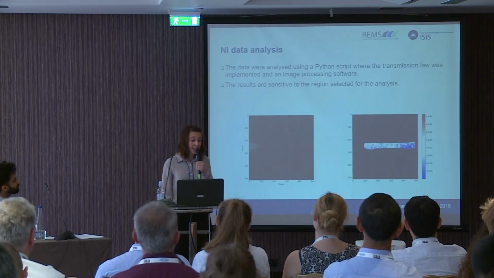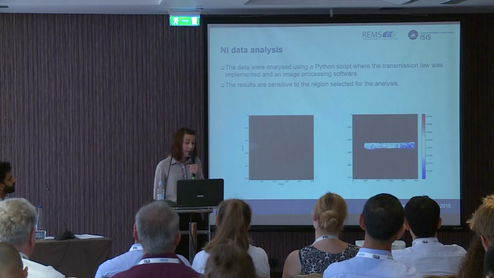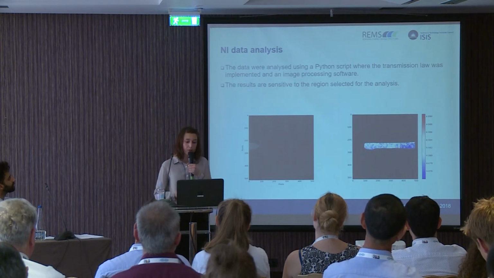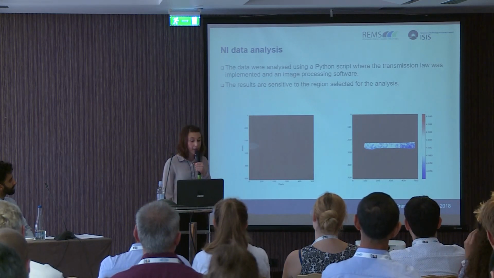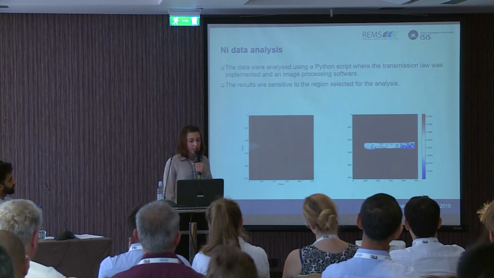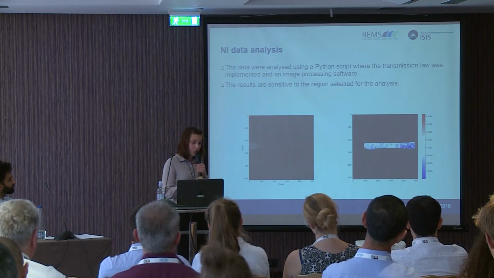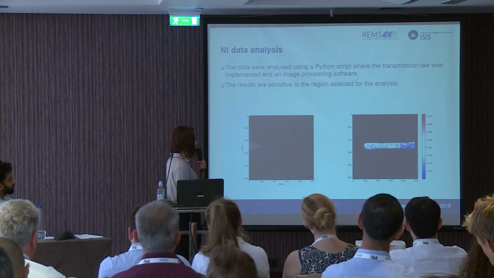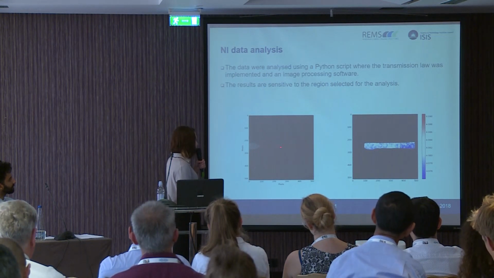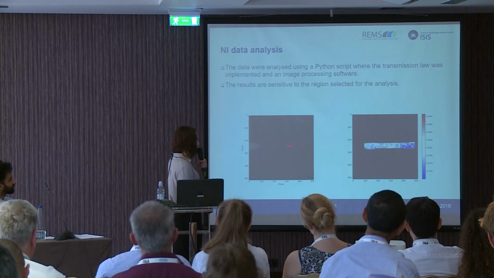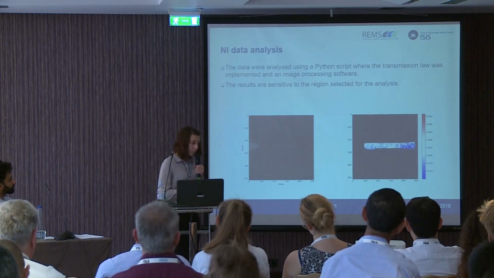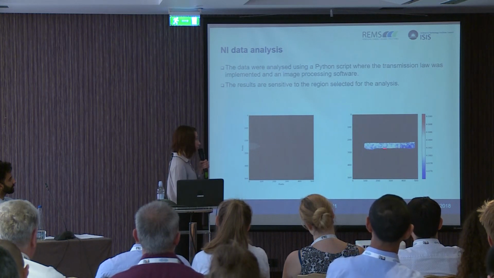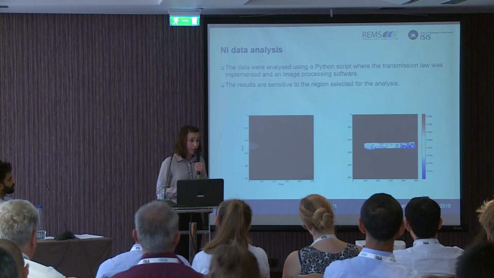So the neutron imaging data were analyzed using a Python script that I developed with my sponsor, the STFC, and where the transmission law was implemented. And we also used an image processing software. And the results are quite sensitive to the region selected for the analysis. So it's quite a dark picture, but in red, just here, along this line, we've got the HAZ, so that's the region selected for the analysis. And here is the results. So it's a map of the wavelength.